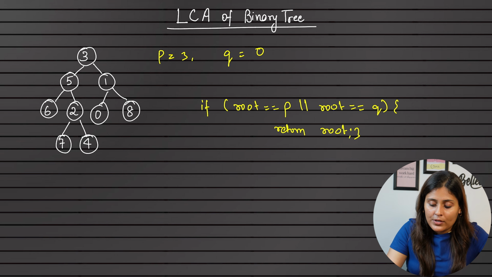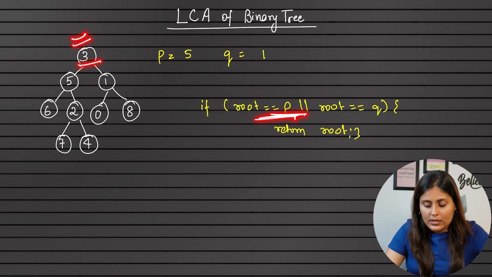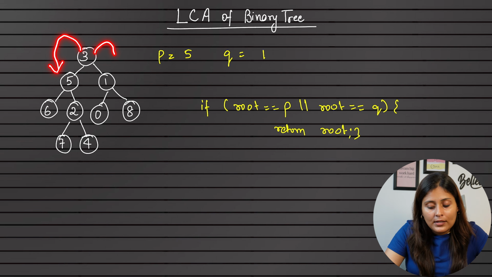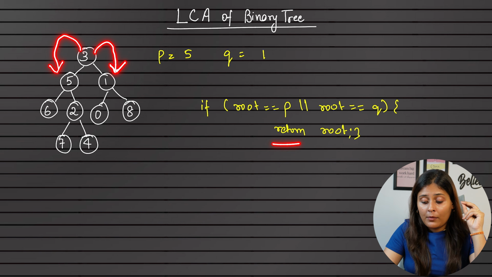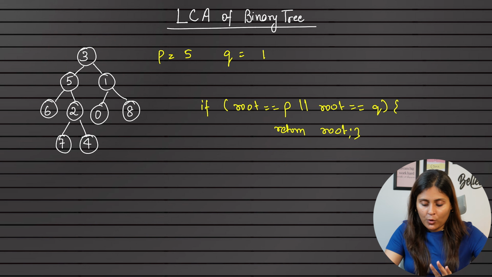Now suppose P and Q are different. Suppose P is now 5, let's say 5, and Q is 1, the smaller ones. So now at 3, we can say it's neither matching with P nor with Q. So now our task is to go towards the left side and towards the right side. Can I say that? And remember, because we are returning root, it's very important to store that in the root, in the node type. I hope you know that.